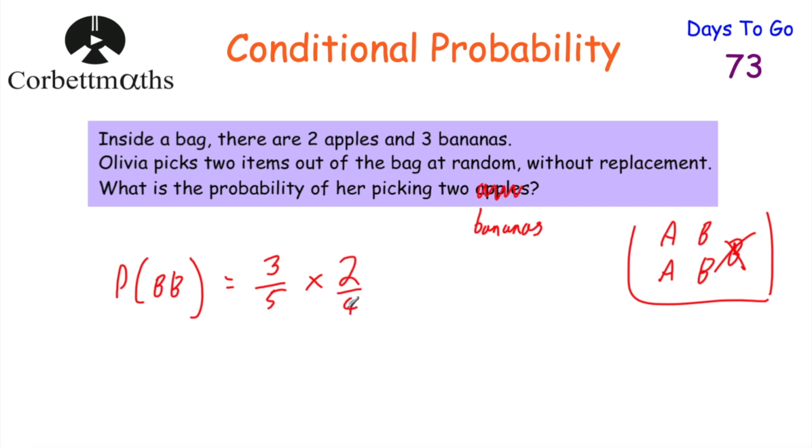So now we want to find the probability of a banana and a banana. The probability of the first one being a banana is 3/5. The probability of the second one being a banana is 2/4. We now just times them together. 3 times 2 is equal to 6, and 5 times 4 is equal to 20. So that'll be 6/20, and that could cancel down to 3/10, and that's it. So if the question says, what's the probability of Olivia picking 2 bananas from the bag without replacement, the answer would be 3/10.